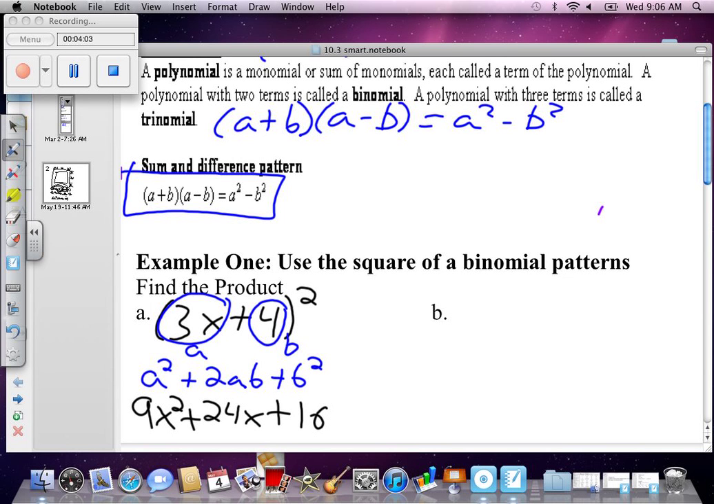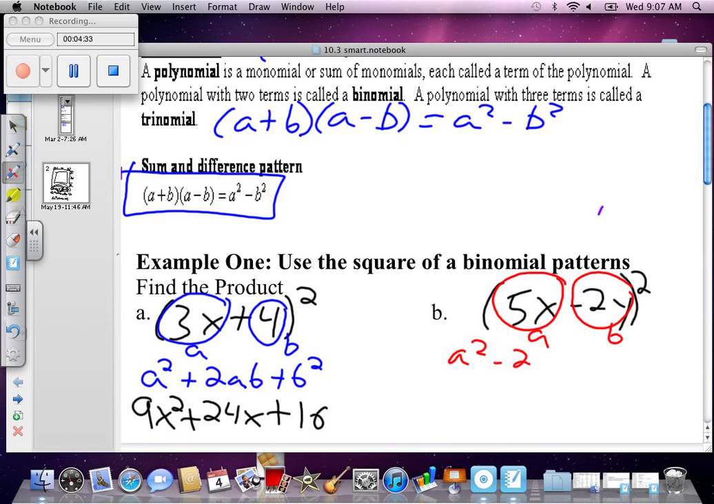Let's try another one. We've got 5x minus 2y squared. Does it look like the first one, the second one, or the third one? Is it a plus b squared, a minus b squared, or a plus b times a minus b? A minus b squared. Okay? So now I'm going to look, and I'm going to say to myself, okay, this is a. This whole thing right here is b, and I'm going to plug it in to a squared minus 2ab plus b squared.